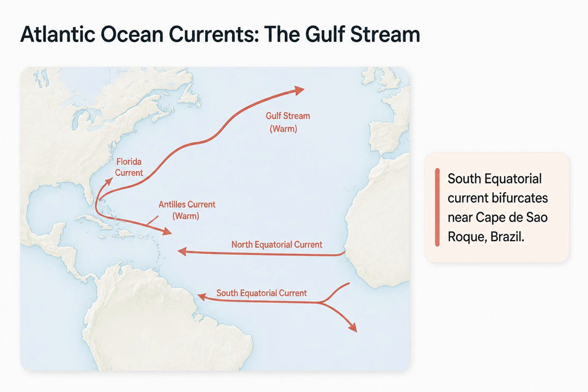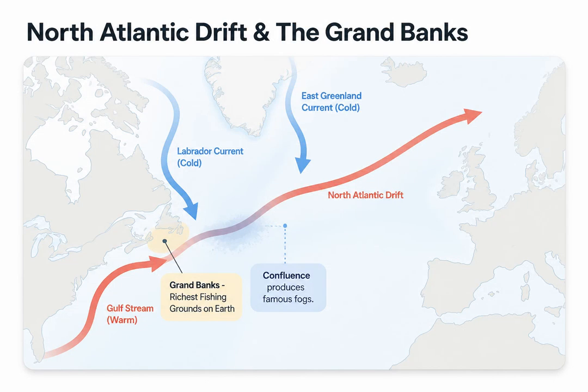As the Gulf Stream continues north near Newfoundland, it meets the cold Labrador and East Greenland currents flowing down from the Arctic. The confluence of these hot and cold waters produces famous dense fogs.